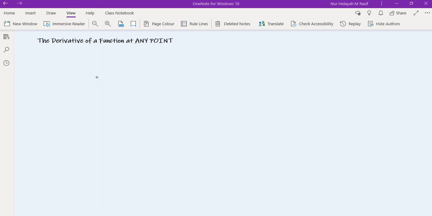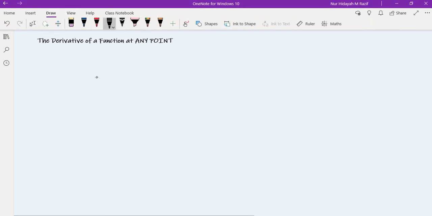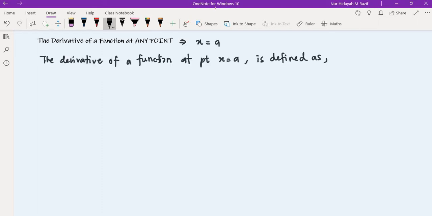Next, we are going to take a look at the derivative of a function at any point. Here we are going to focus specifically on any point where x is equal to a, and a can take any value. If you take a look at your notes, it was mentioned there that the derivative of a function at point x equals a is defined as, and you are given the formula.